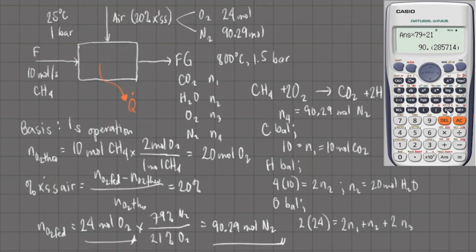We have the values of N1 and N2, so we can directly solve for N3. Solving, that is 2 times 24. We subtract 2 times N1, and N1 is 10. And we also subtract N2, that's 20. And we divide this by 2. Our oxygen in the product is 4 moles O2.